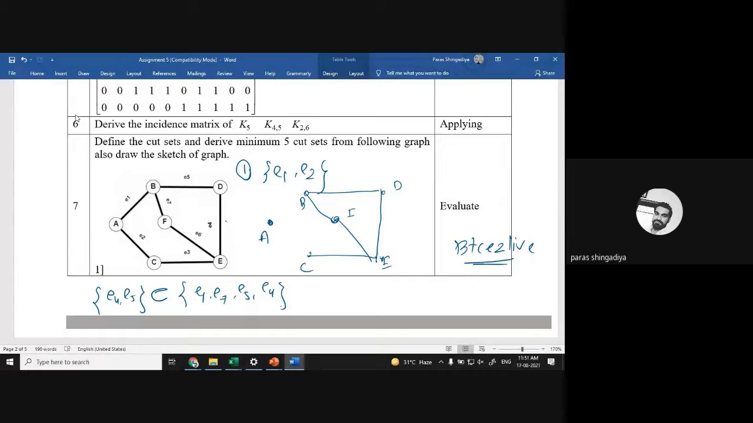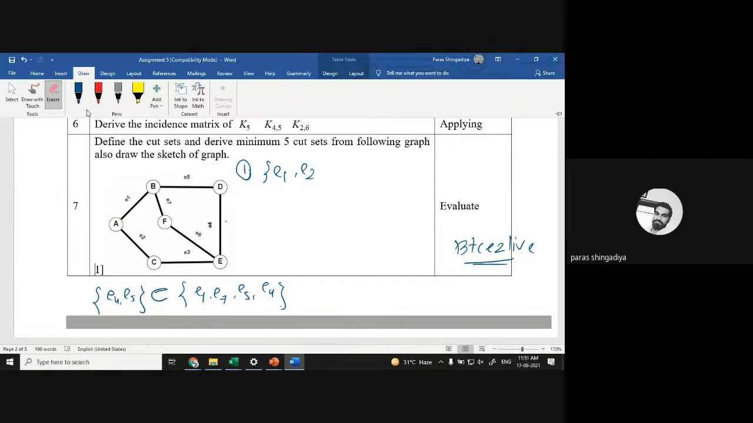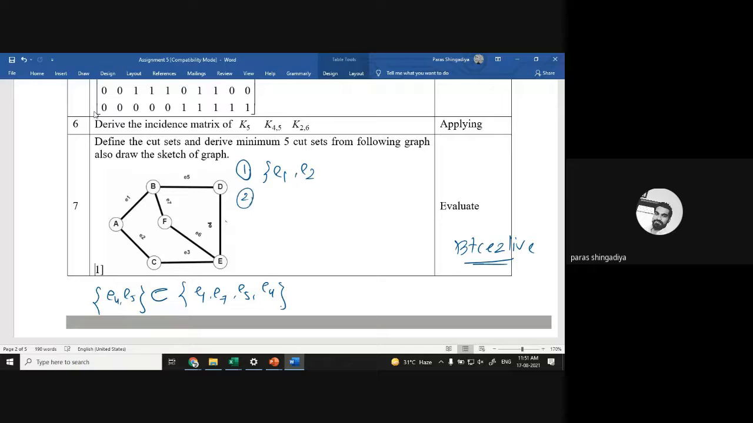Okay, all of you have finished the first graph. You have all 5 cut sets. Minimum 5 means there are a lot of possibilities at most. For the second cut set you can consider E1 E3. Clear? That is a cut set. And for the third one you can consider E1 E5 E7. That is the third cut set.